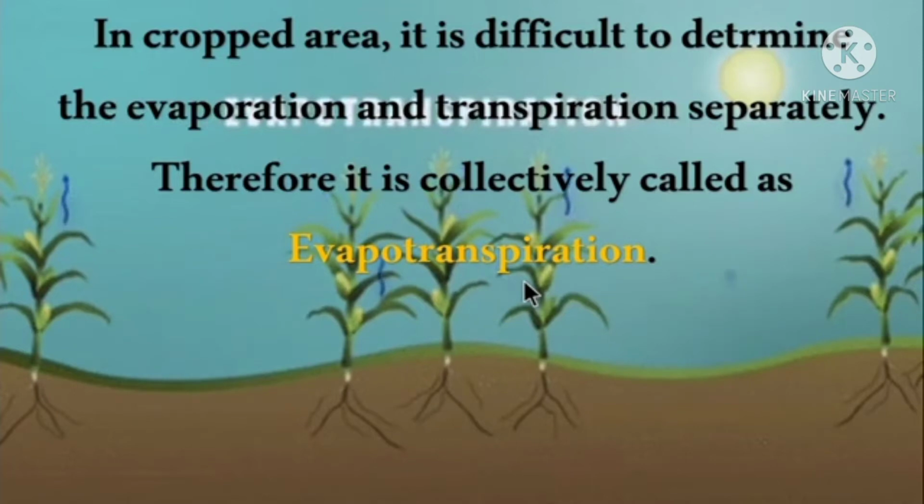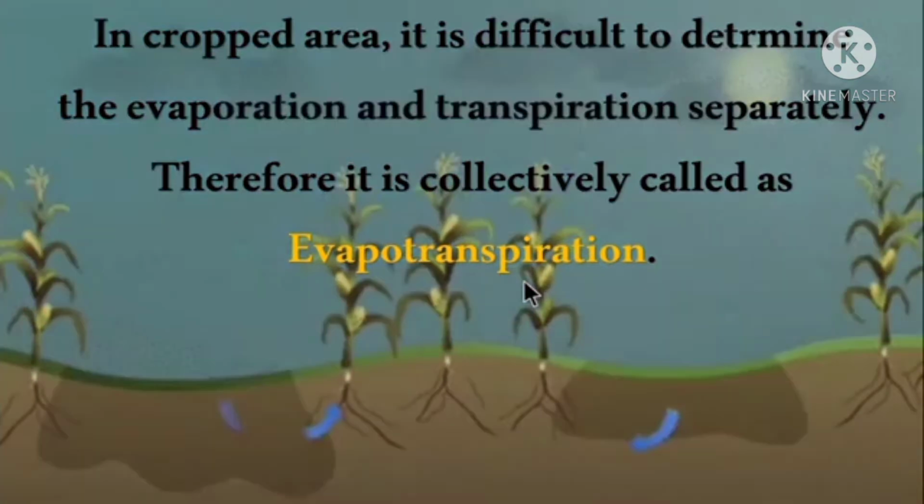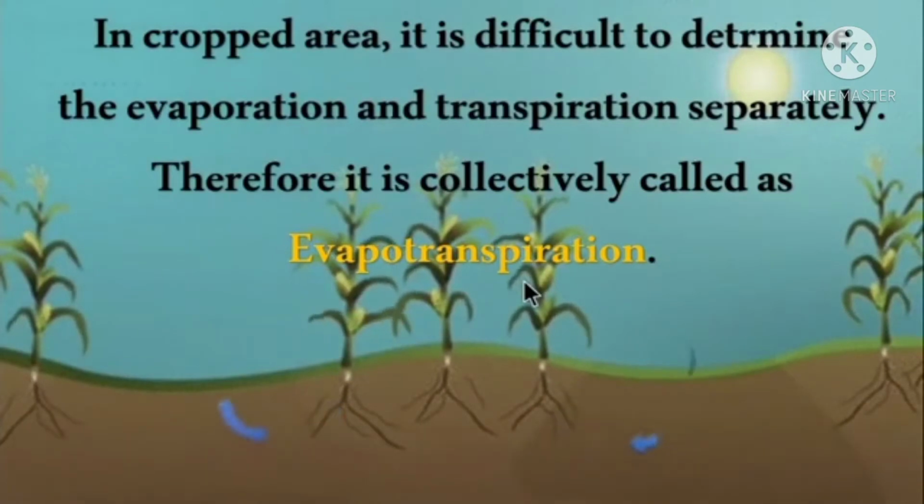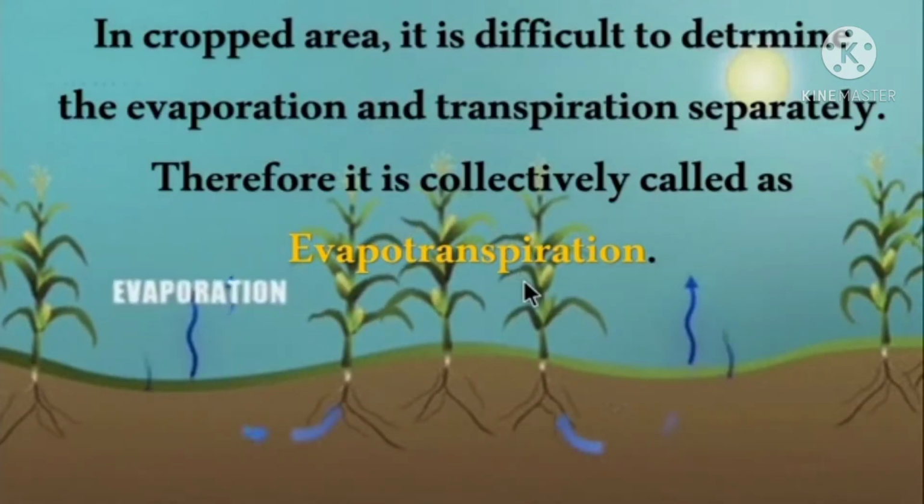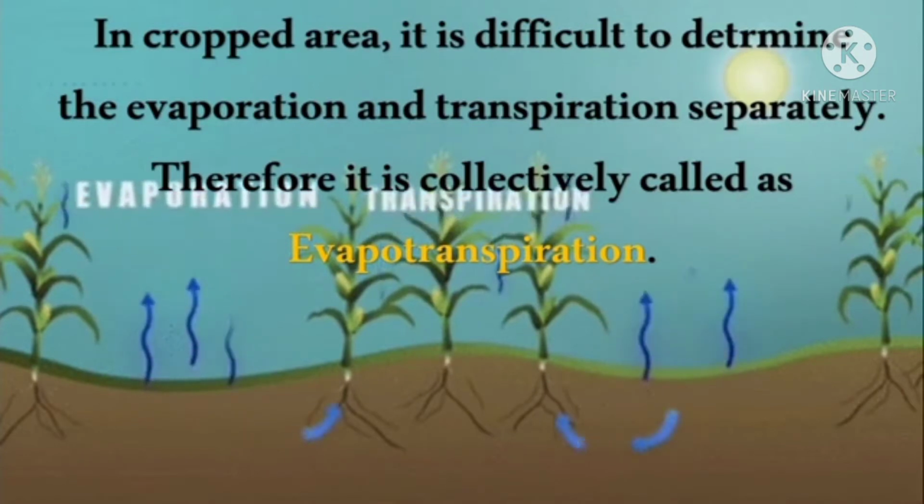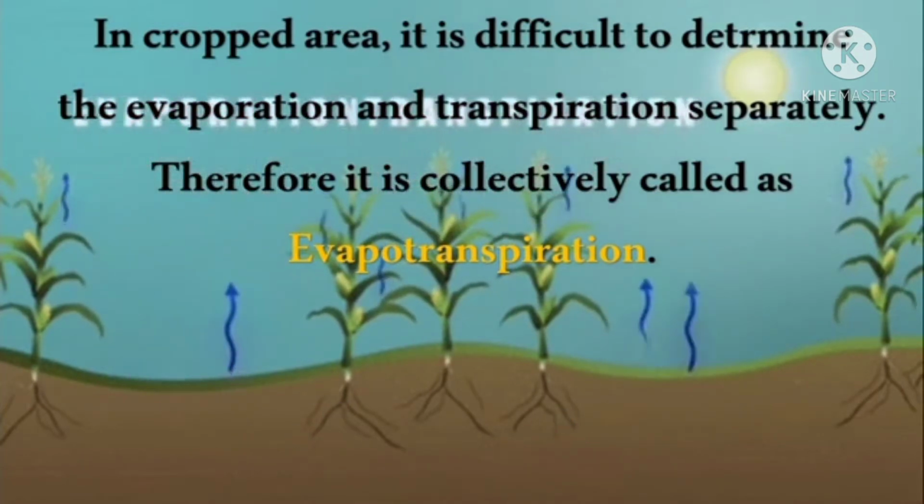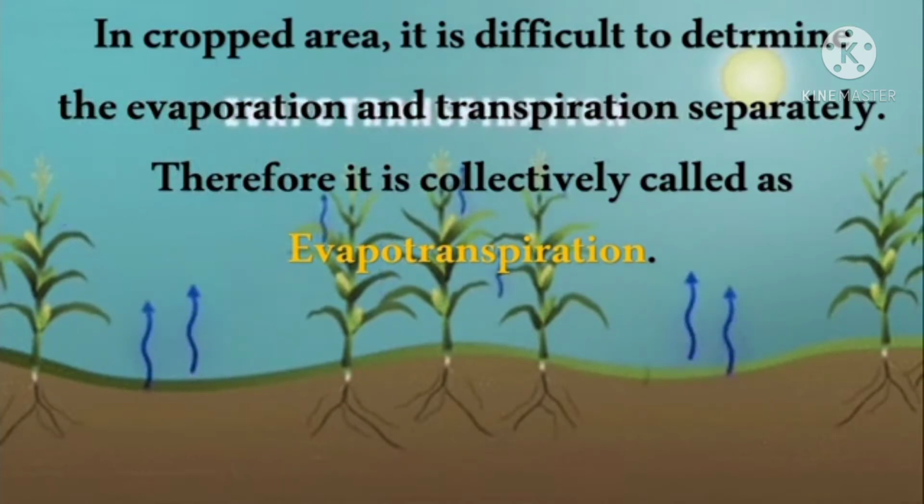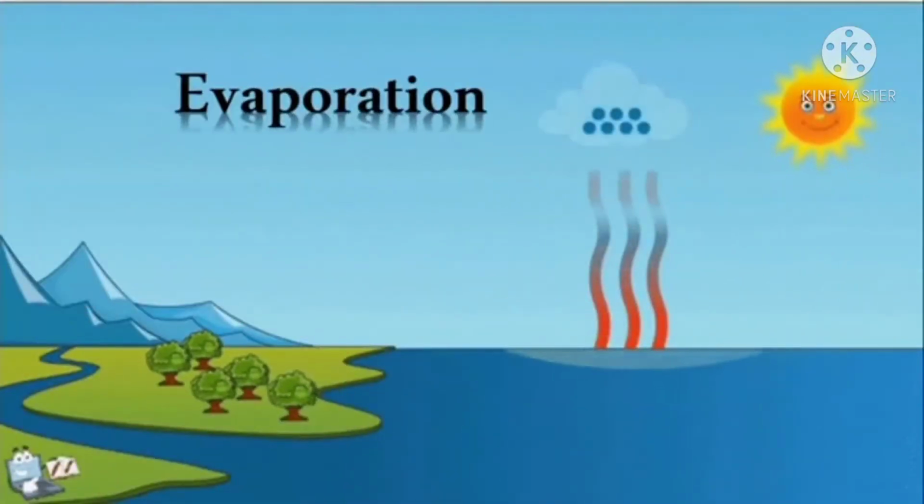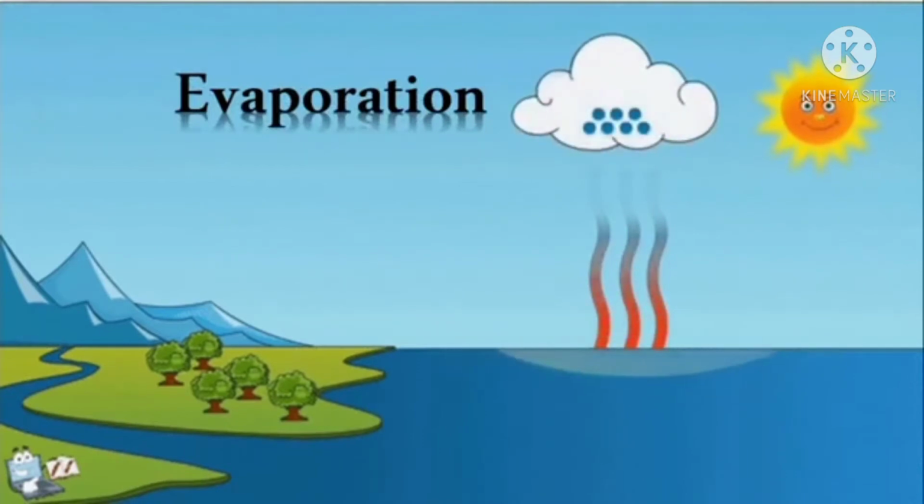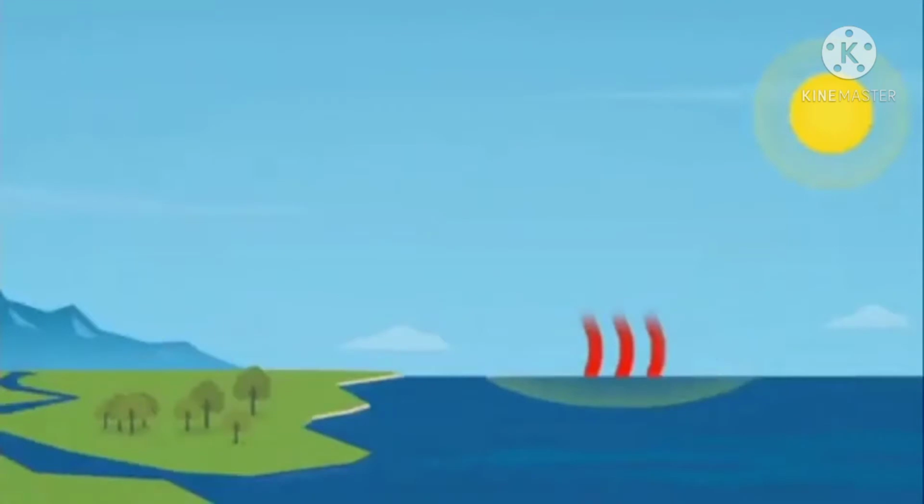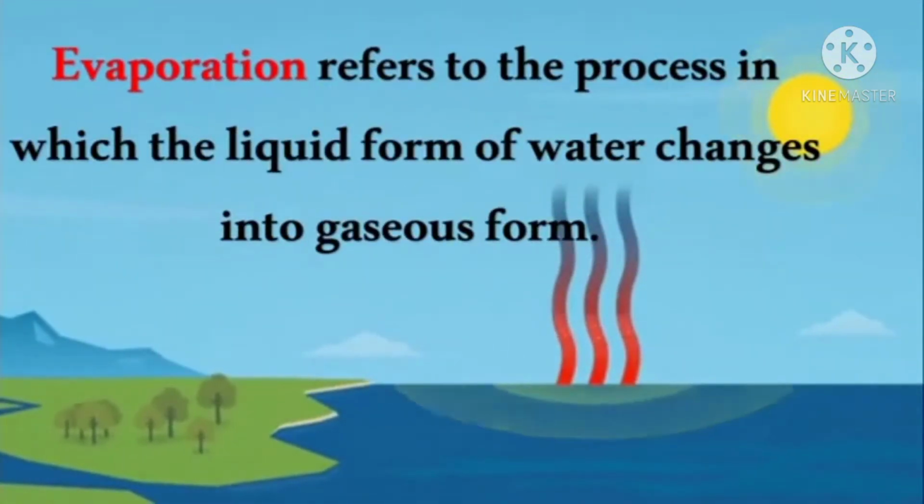Evaporation means the conversion of water into water vapor. That is what we call evaporation. And transpiration is the evaporation of water from the plant. So both evaporation and transpiration are collectively called evapotranspiration. Let's see about evaporation. The definition of evaporation is: evaporation refers to the process in which the liquid form of water changes into gaseous form.